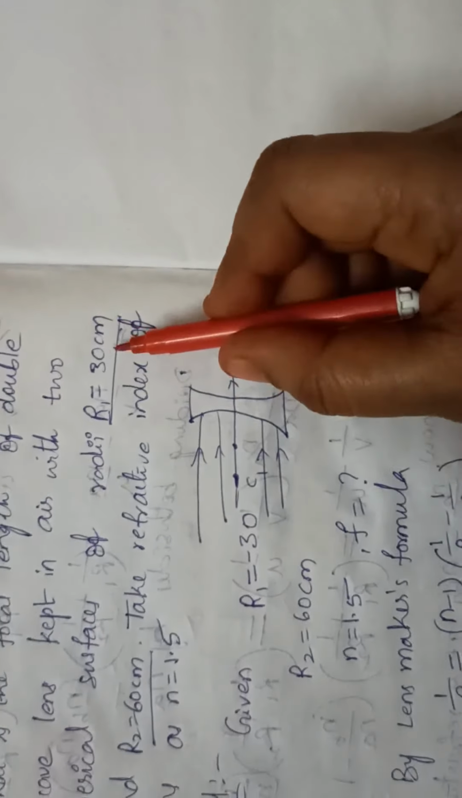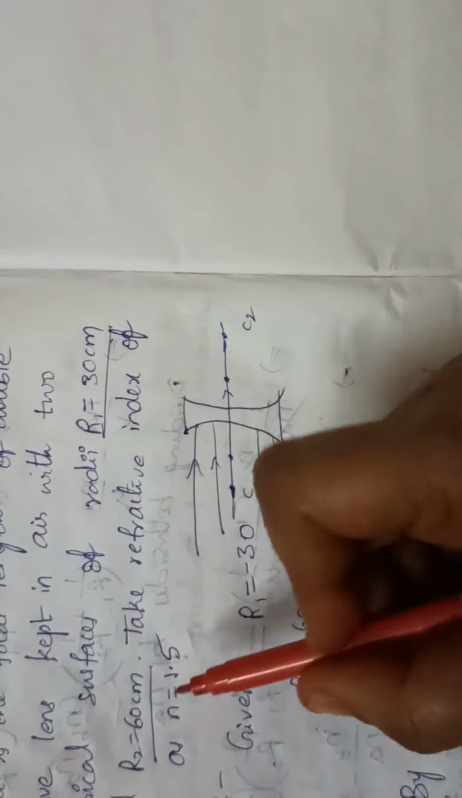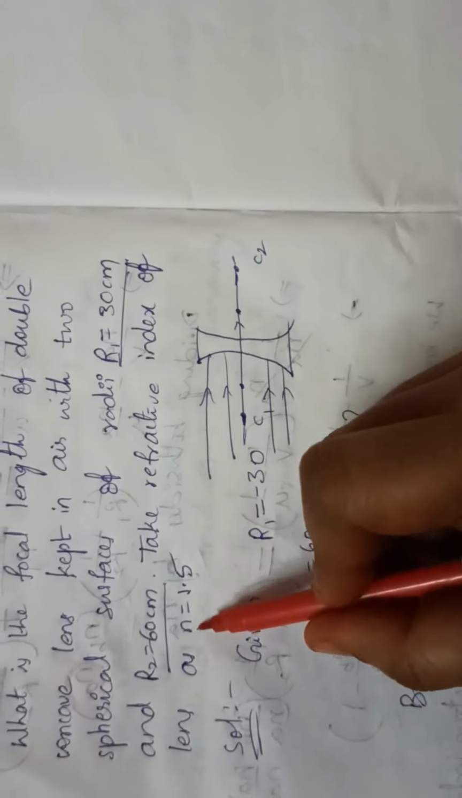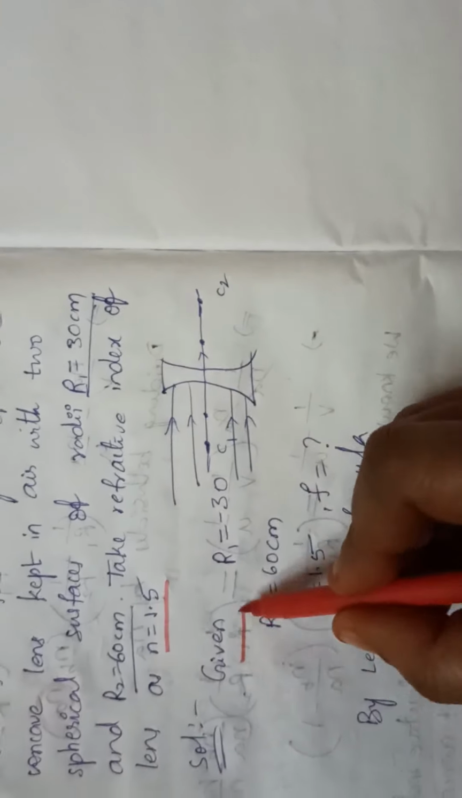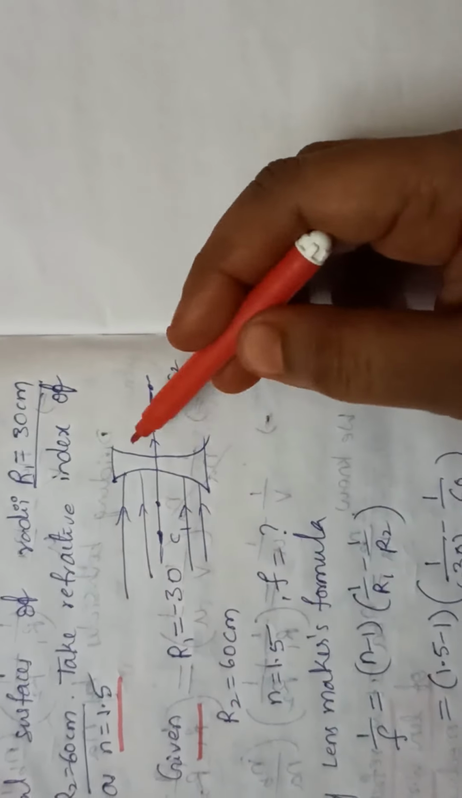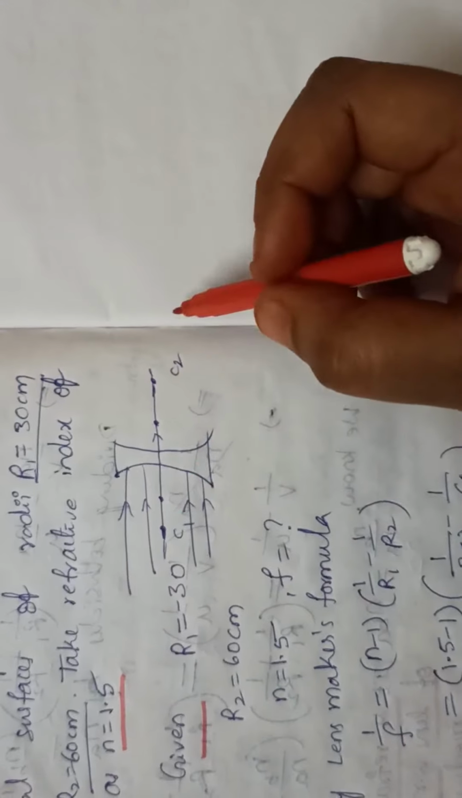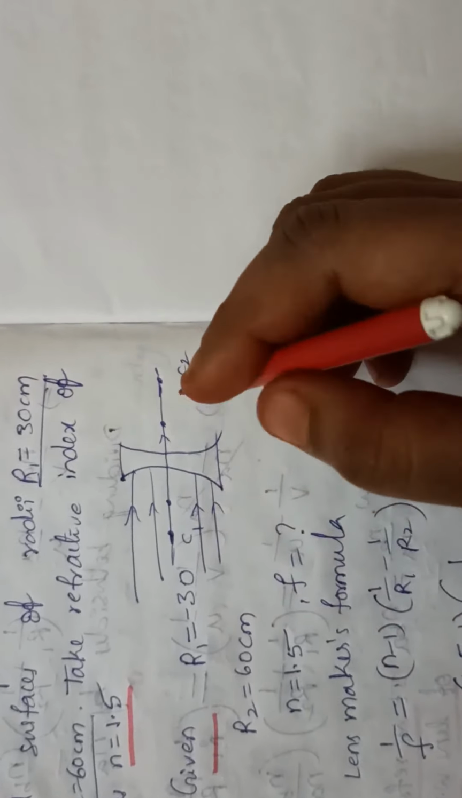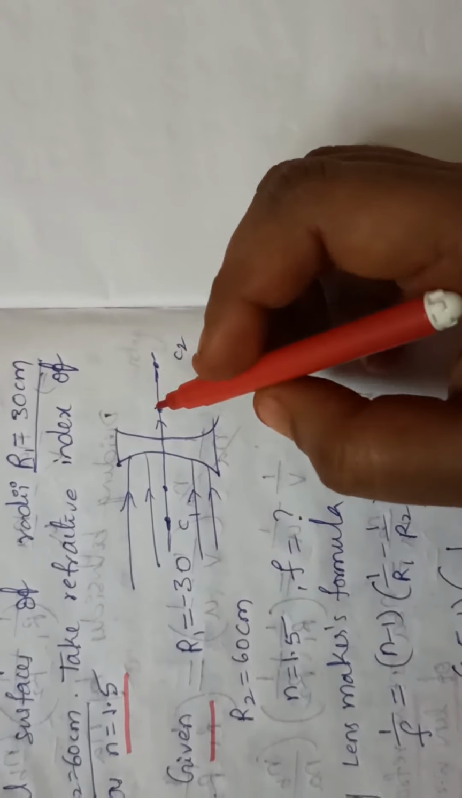So next we have another example, problem 7, children. What is the focal length of a double concave lens kept in air with two spherical surfaces of radii of curvature they have given, and take the refractive index of the lens, which they have also given. So given data you should write, children. Here I am drawing a concave surface, C1 and C2. So these two are the centers of curvature. So here they have given one radius as 30.